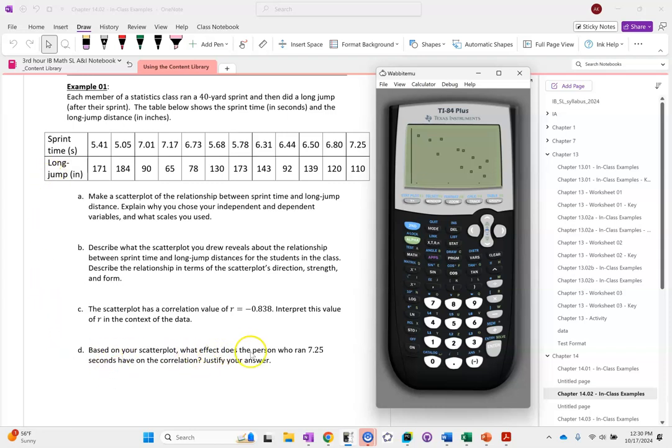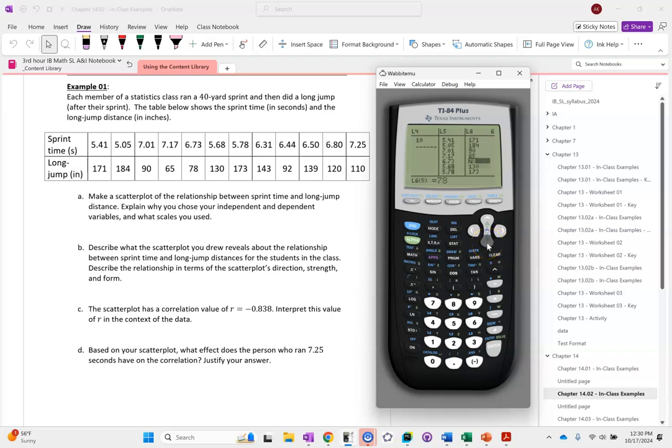Based on your scatter plot, what effect does the person that ran 7.25 seconds have on the correlation? So let's look here. That's this point right here. So our slowest runner still jumped pretty far, right? What do we think is going on there? If we got rid of him, what do you think is going to happen? I would expect the correlation to get better, right? Let's just show you real quick.